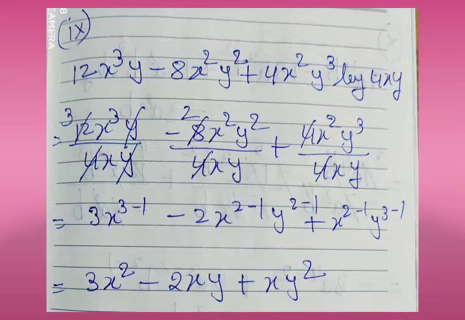Again 4 2s are 8, so minus 2, x to the power 2 minus 1, y to the power 2 minus 1. Then again plus 4 4 cancel, x to the power 2 minus 1 and y to the power 3 minus 1. So 3x to the power 2 minus 2xy plus xy square.